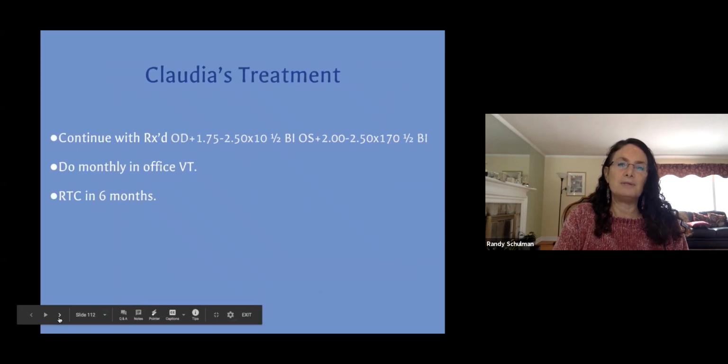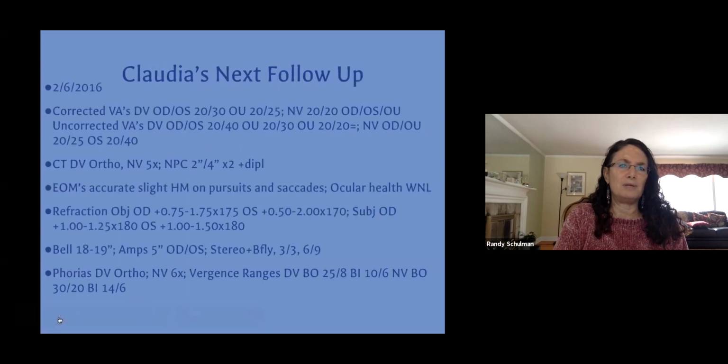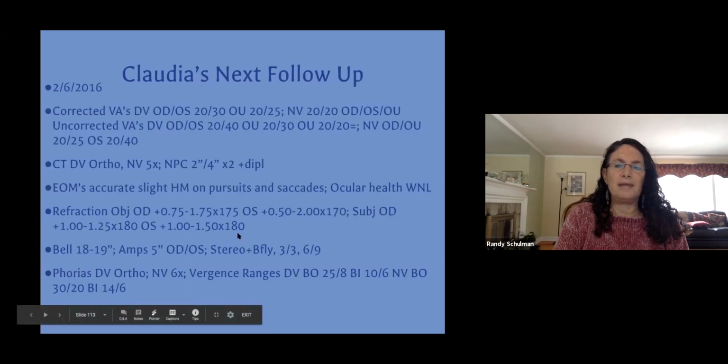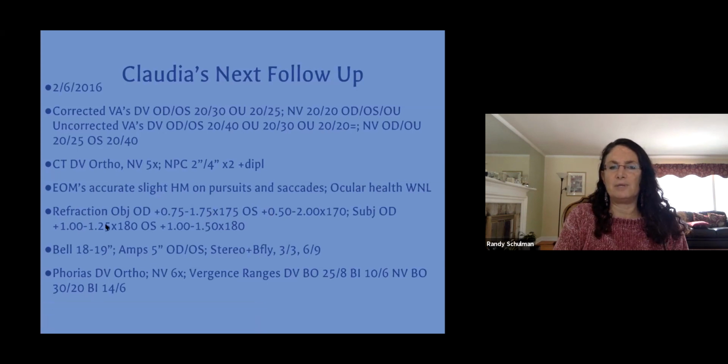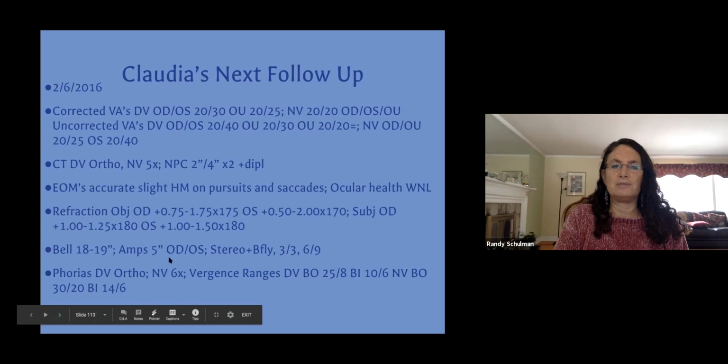I think we kept her in that prescription. Actually, I think I might have reduced it at that point, kept it going. Now she is showing a lot less cylinder. So she's down to +1 -1.25 on subjective and +1 -1.50 on the left eye. Still only a little slight head movement. Decent stereo, much better ranges and recoveries across the board. And then even uncorrected VAs are a lot better.